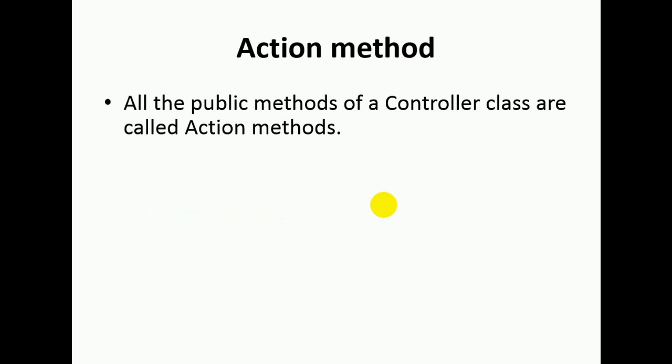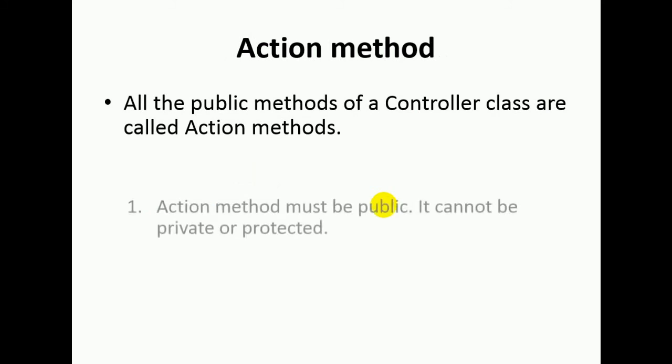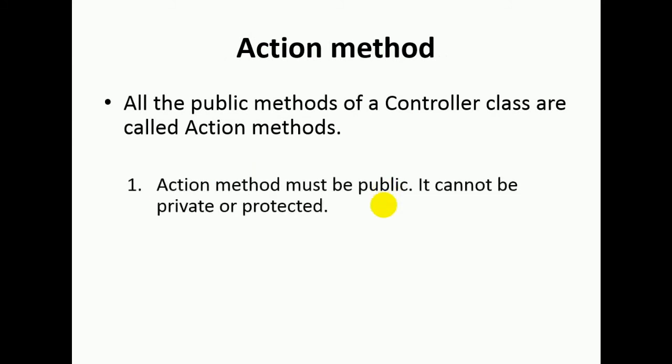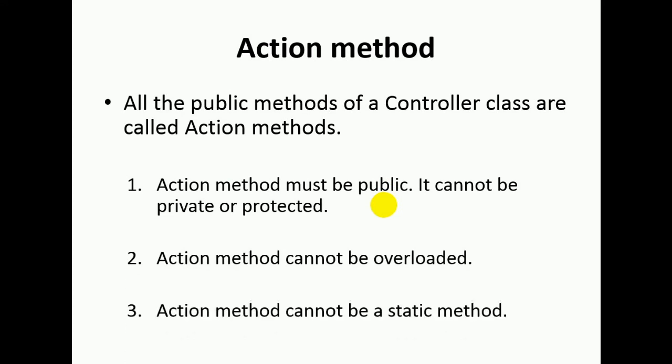Action method. All the public methods of a controller class are called action methods. They are like any other normal method with the following restrictions. Action method must be public. It cannot be private or protected. Action method cannot be overloaded. Action method cannot be static method.